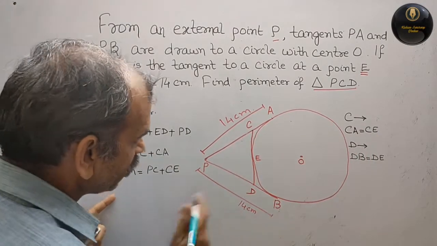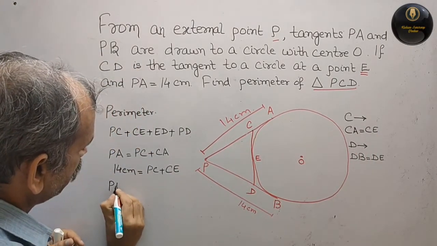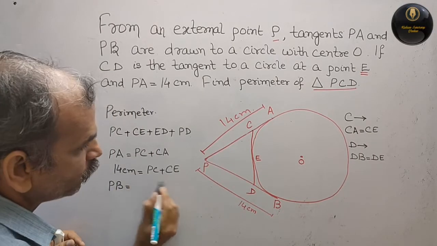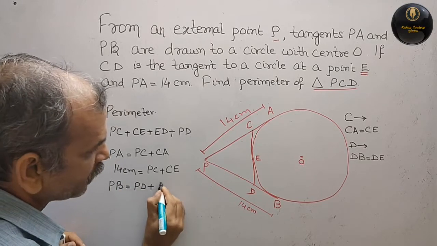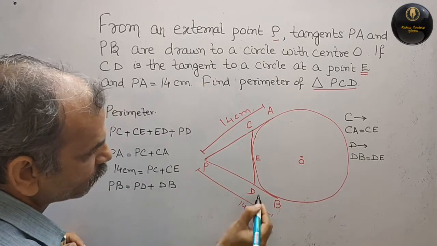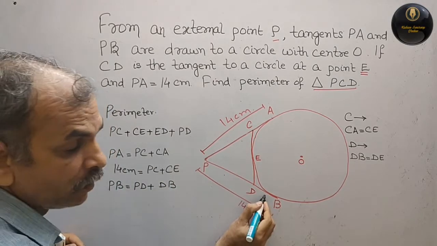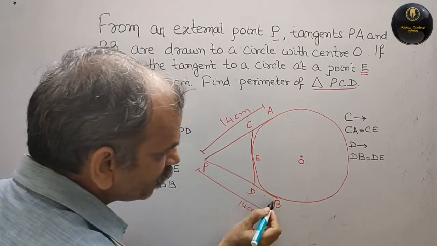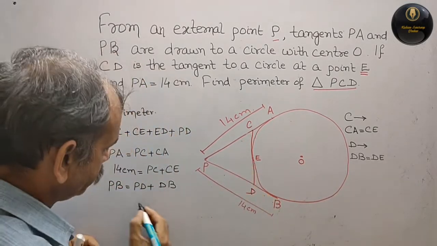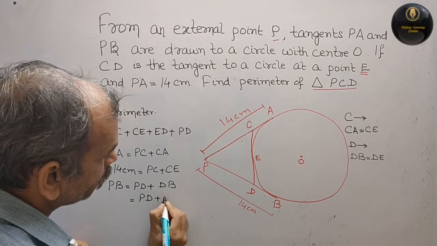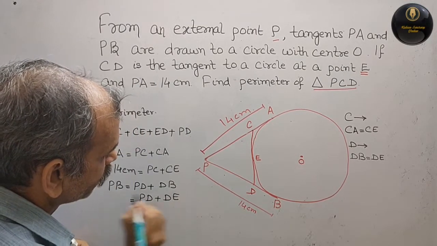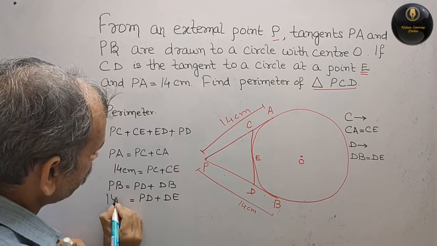And PB is what? PB is equal to PD plus DB. This plus this. But we know that DB is equal to DE also. So we can write it as PD plus DE. That is equal to 14 centimeter.